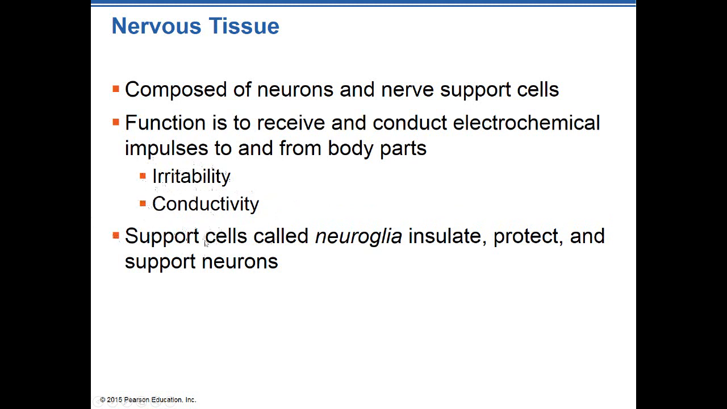The support cells that are around the neurons are called neuroglia. Glia means glue. So they help to stick the tissue together. They act as insulation, kind of like you can imagine the rubber that's around a copper electrical wire. They also protect and support the neurons.